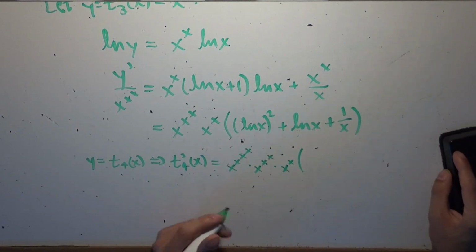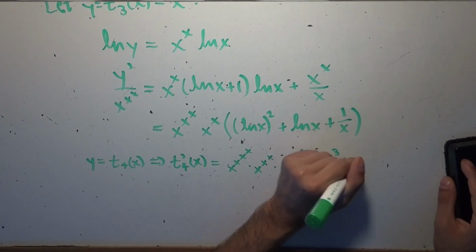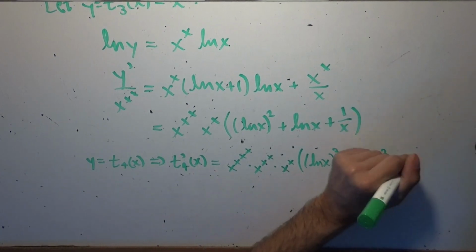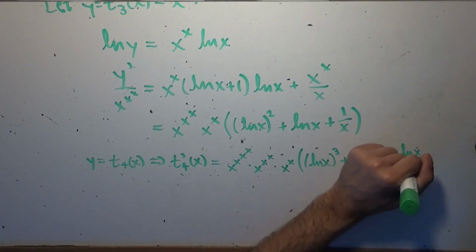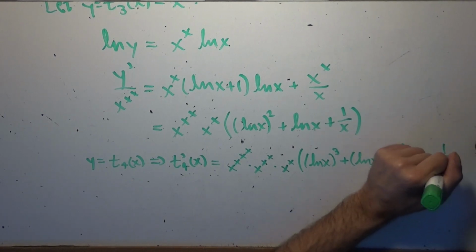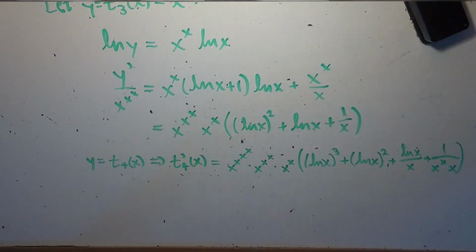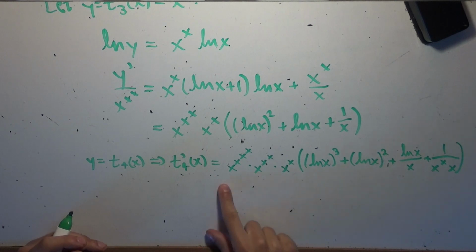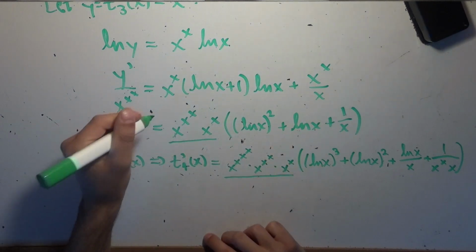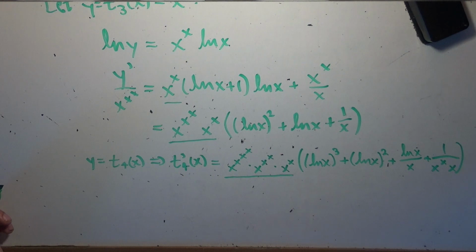And now we have, in parentheses, log cubed plus log x squared plus log x over x plus 1 over x to the x times x. So a very strange derivative indeed, very much ramping up in complexity. But as we can see, we always end up with this product of these tetrations all the way down to the second one, right? And not including the first one, which is a little weird.